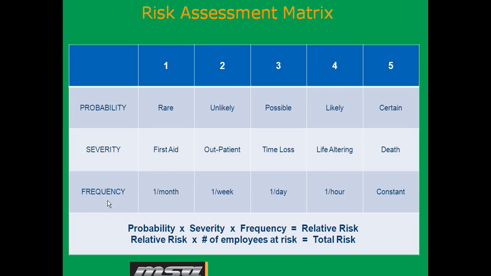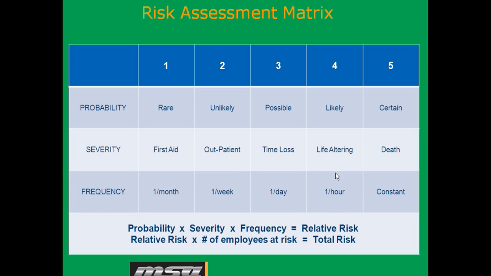And then same thing with frequency. How often are we doing that task? Monthly, weekly, daily, hourly, or constantly? So we take our probability, multiply it by our severity, and multiply that by our frequency to get the relative risk. So let's do a couple of examples together, and then I'll explain total risk after we do the couple examples first to determine our relative risk.